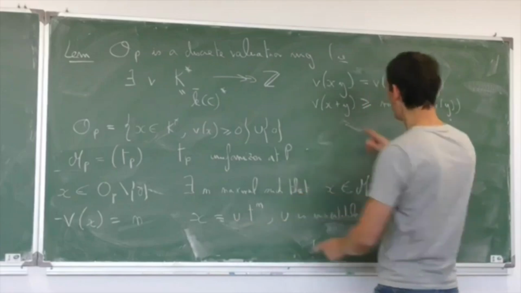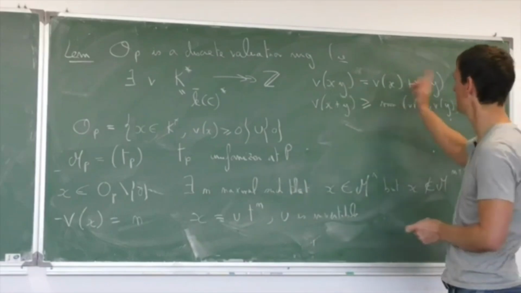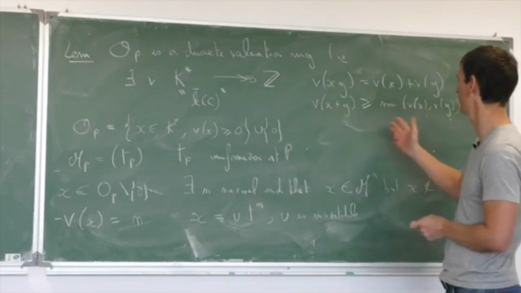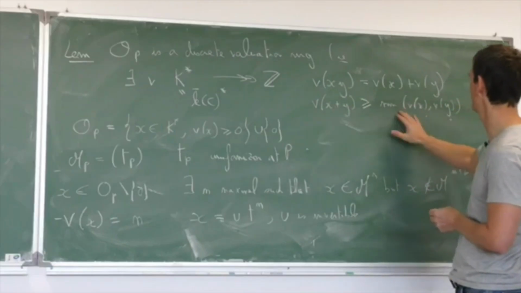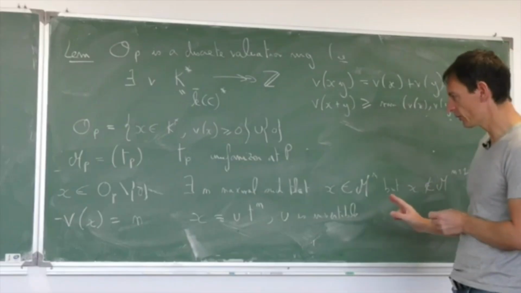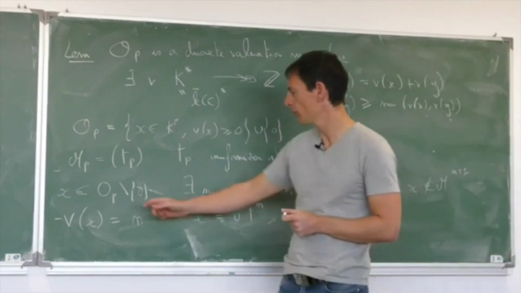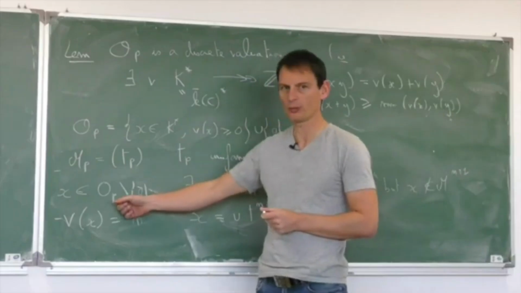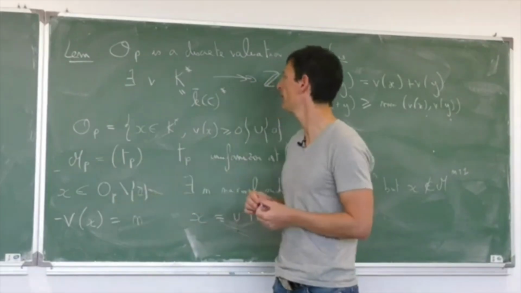So using this, you can prove that the valuation of a product is the sum of the valuations, and that the valuation of the sum is greater than or equal to the minimum of the two valuations. I'm not completely done, because I have defined the valuation only for every non-zero element in OP. Well, it's not complicated.